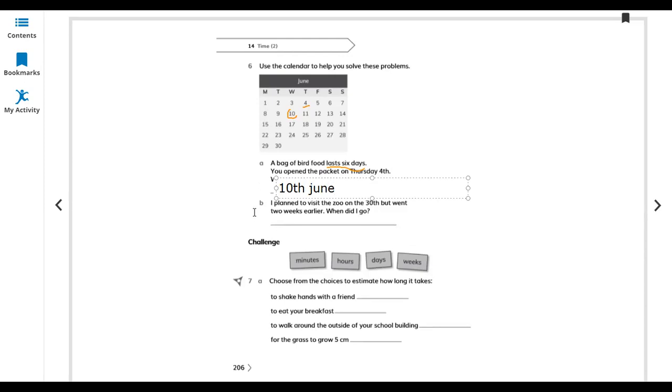I plan to visit the zoo on the 30th, on Tuesday, but went 2 weeks earlier. When did I go? Go back 1 week and 2 weeks. You need to go on the 16th of that month, June.